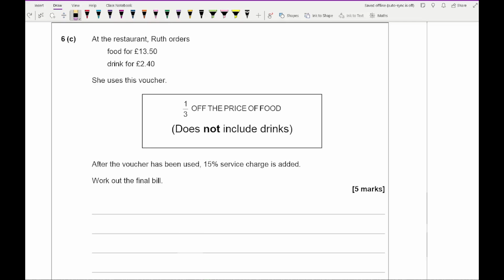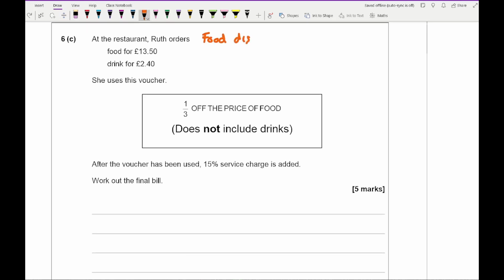Then moving on to 6c, it says at a restaurant, Ruth orders food which is £13.50, drink which is £2.40, and she uses a voucher where she gets a third off the food but not the drinks. After the voucher is being used, a 15% service charge is added, and the question is asking us to work out the final bill.